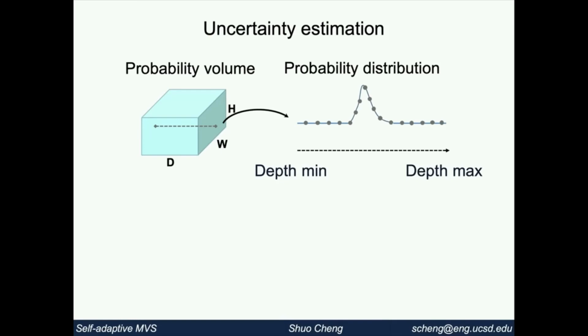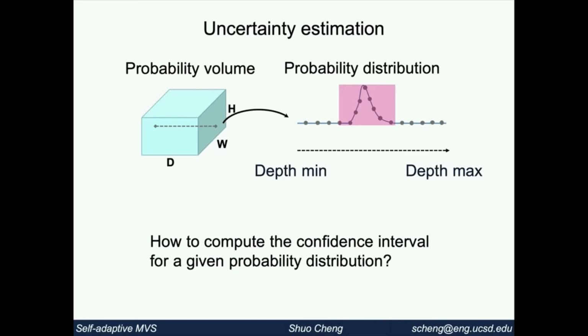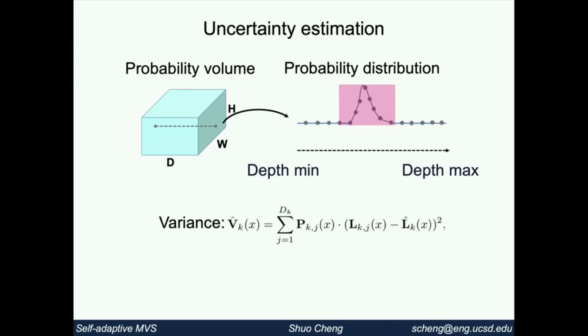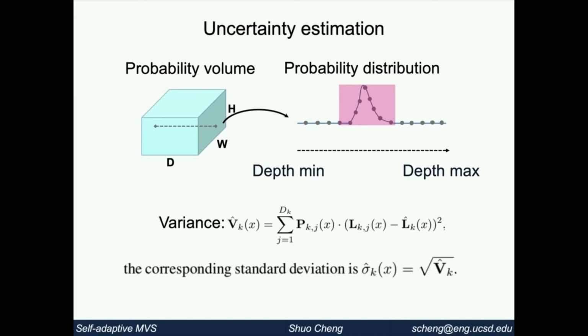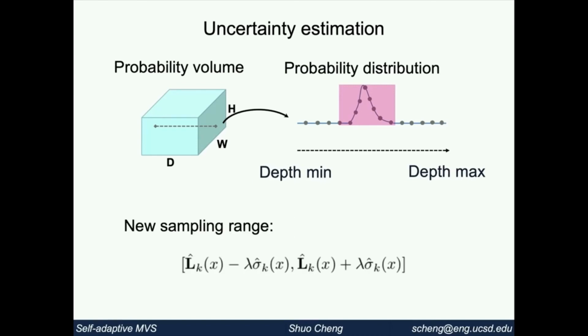So, with the probability volume, for each location in the 2D image space, we can take out a probability distribution. And now the question is how to compute the confidence interval for a given probability distribution. We can calculate the variance of this distribution and the corresponding standard deviation. And then the confidence range, also known as the uncertainty, is determined by the expectation minus lambda times the standard deviation and plus lambda times the standard deviation. And we only sample the new depth hypotheses inside this range.